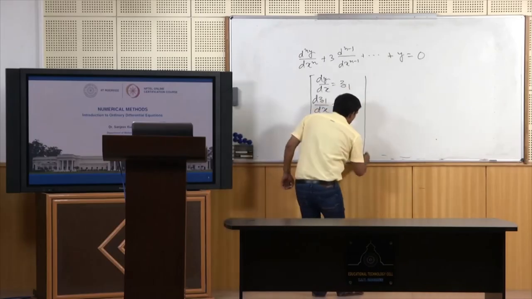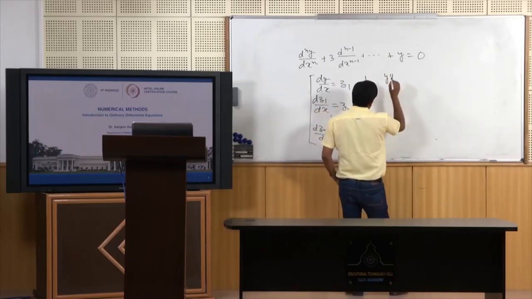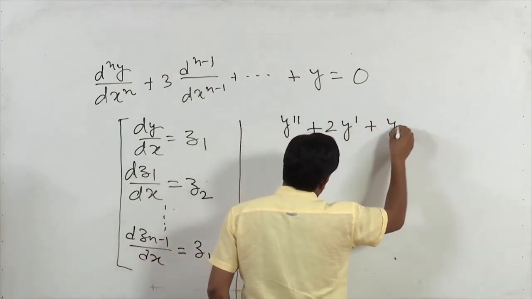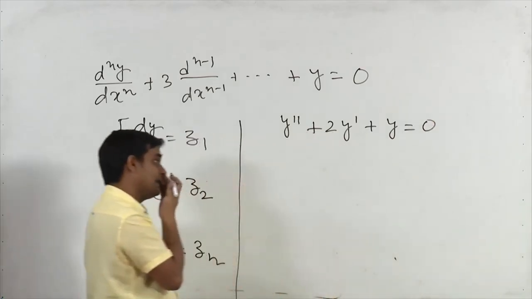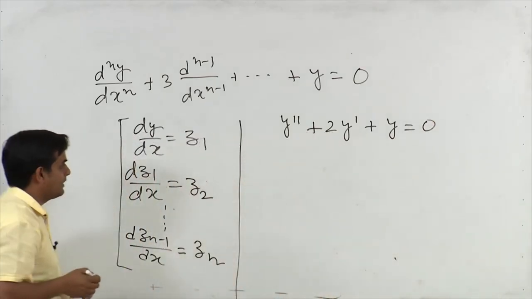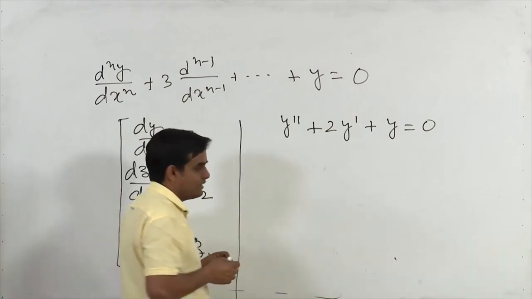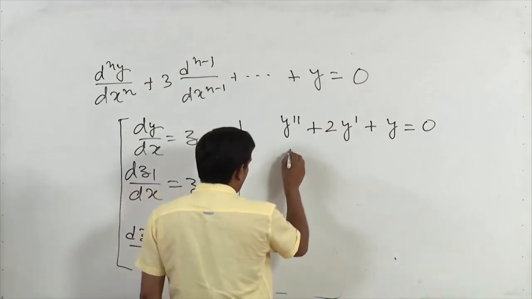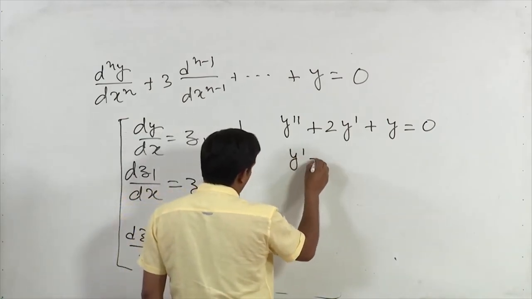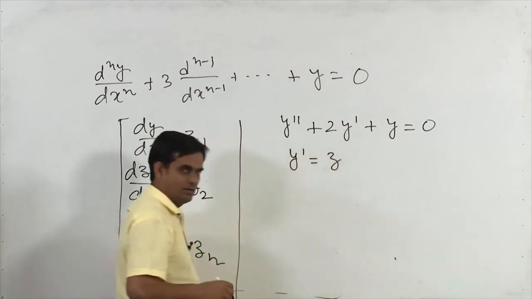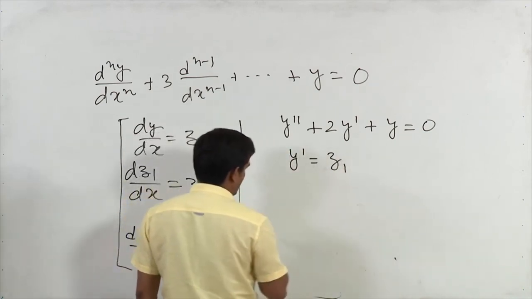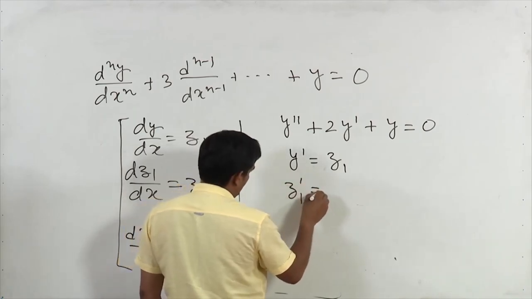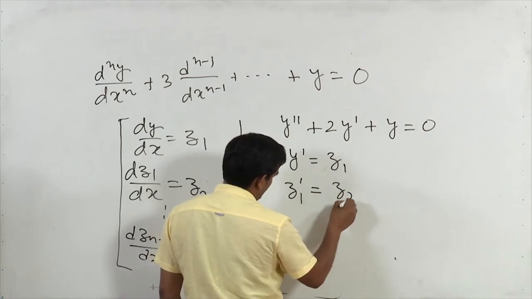For example, if I take an equation, let us say a second order linear differential equation, I want to write it as a system of two first order differential equations. So, what I will do is write y prime equals z, or let us say z1. Then I will write z1 prime equals z2.